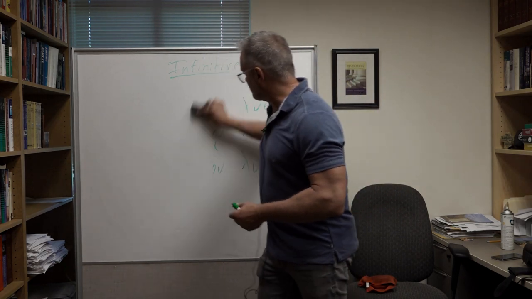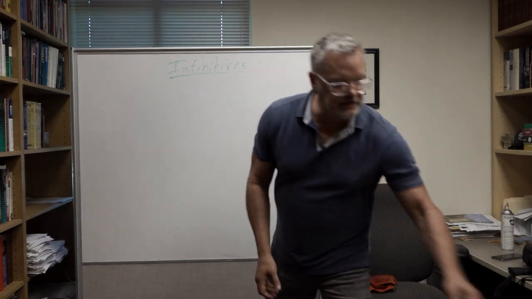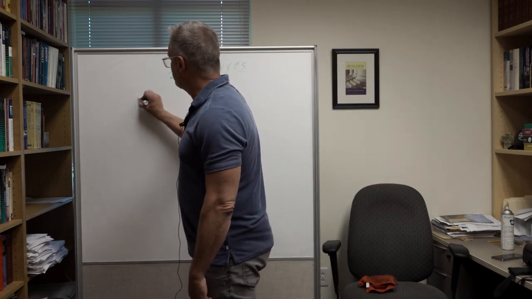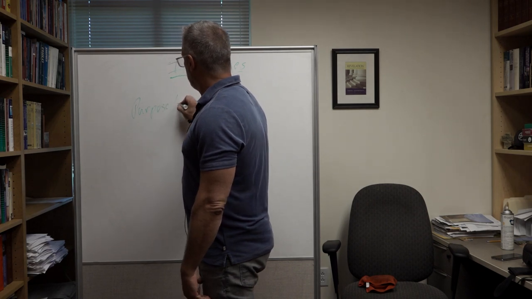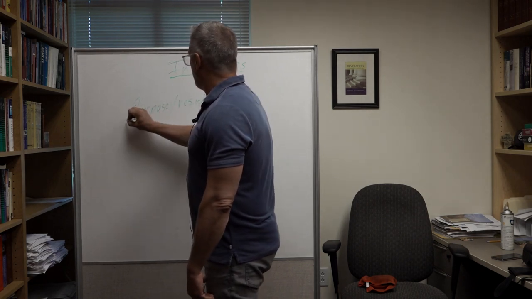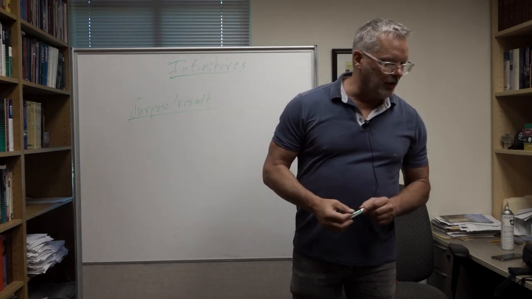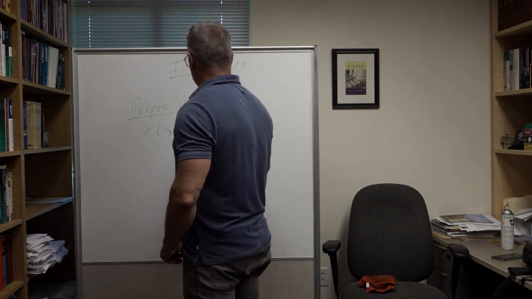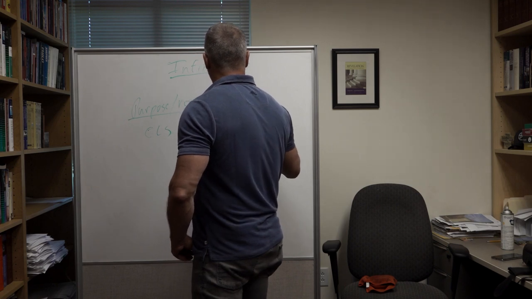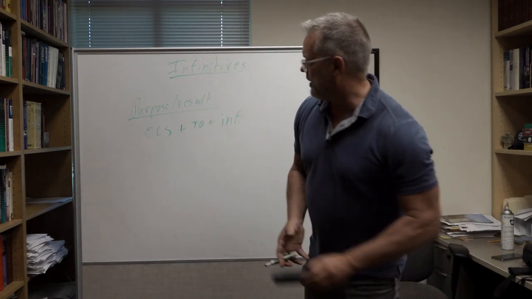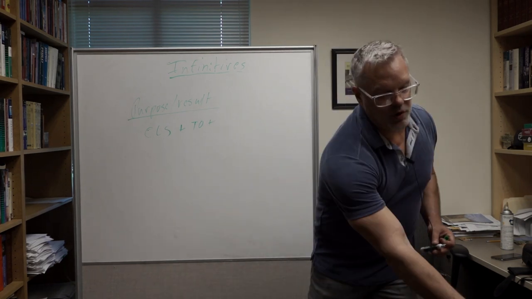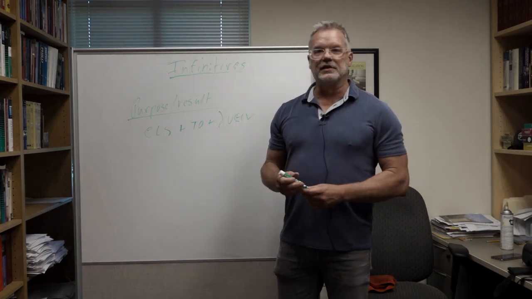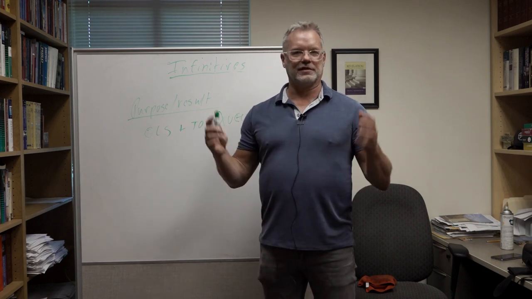Another common construction, again, dealing with the same preposition, article, infinitive, is to show purpose or result. Purpose or result. The most common one is eis plus to plus the infinitive. Or again, to use the word that we've been using, luein. Again, to try to translate this literally, into the to loose. It just doesn't make any sense.